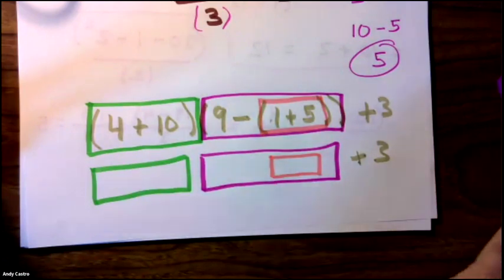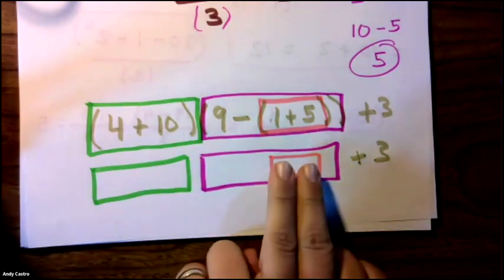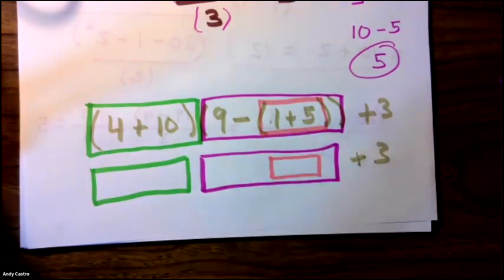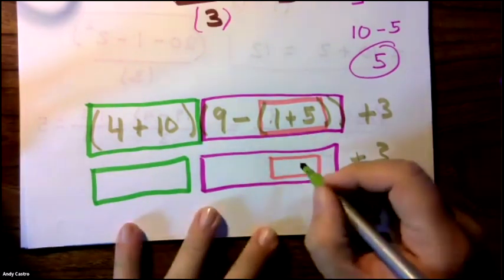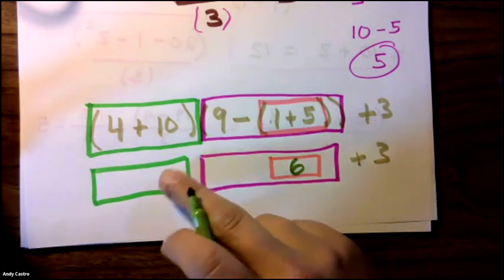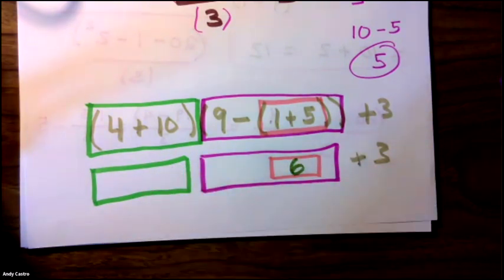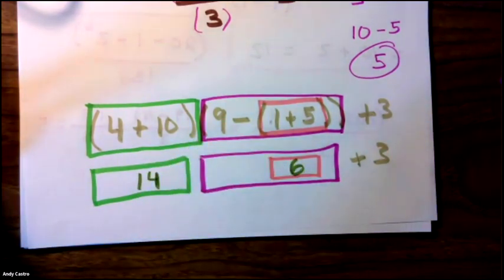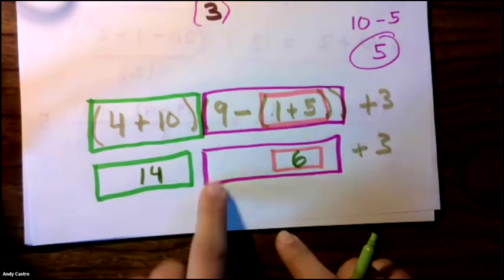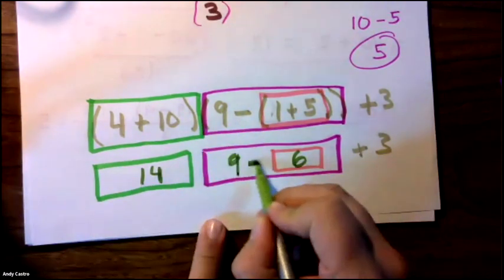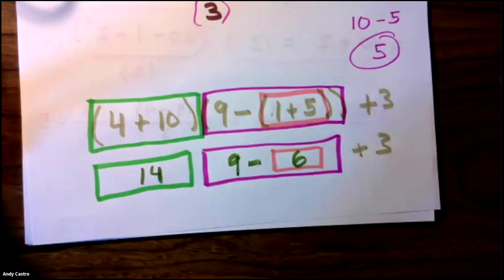Do what's inside the boxes first, and you start with the most inner inside box, which is this pink one right here. So what is that? Well, that's 1 plus 5. So now I can fill that in. Okay, that's a 6. Good. All right, what goes in this box here? Well, that's a 4 plus 10. So I can make that a 14. Now what do I do here with this box? Well, that's going to be a 9 minus 6. So we can go ahead and write just 9 minus 6 like that.